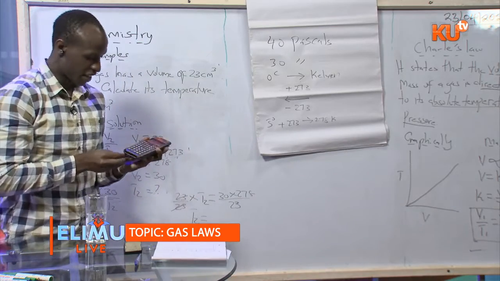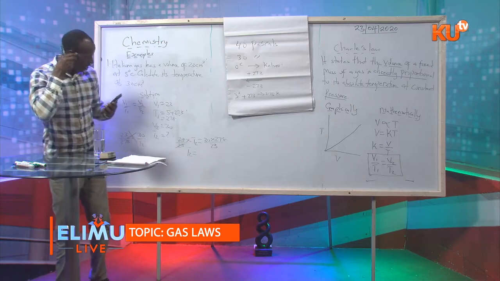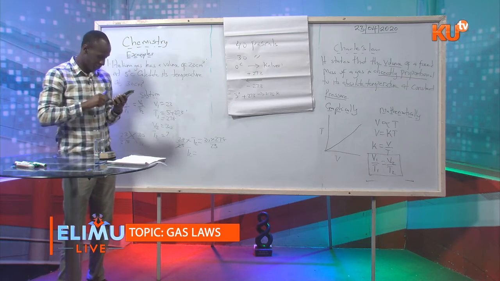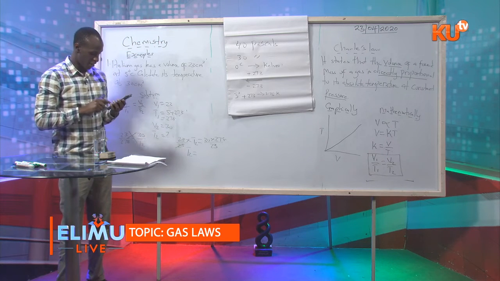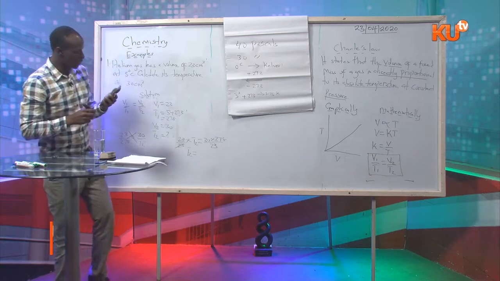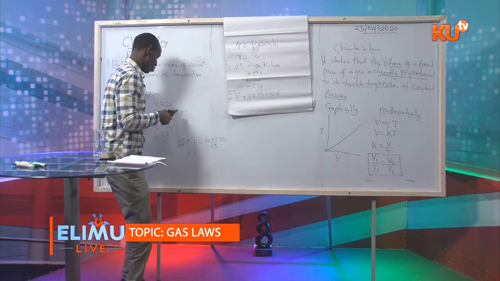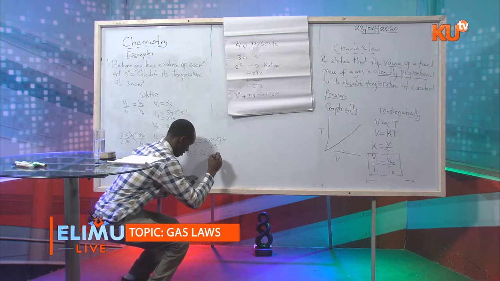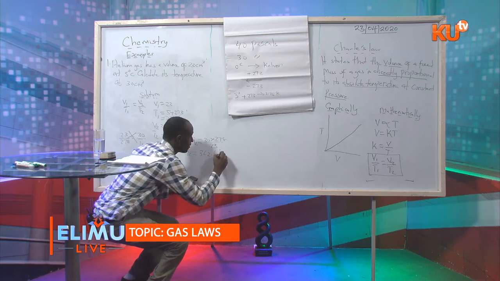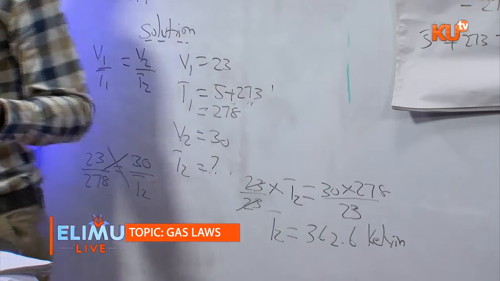Let's use our calculator. At home, you can also dial your calculator so that you get the answer before me. So 30 times 278, then divided by 23. That gives you 362.6 Kelvin. Remember we said in the formula the temperature is always in Kelvin.